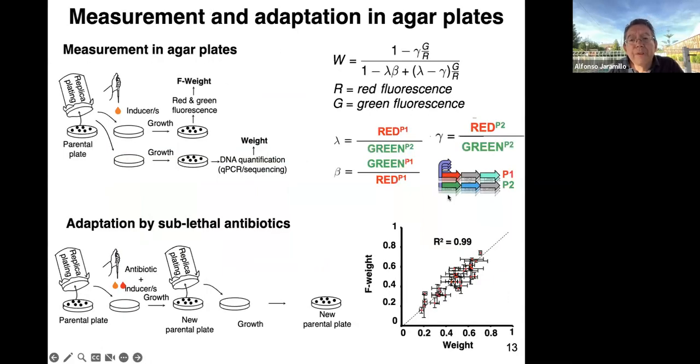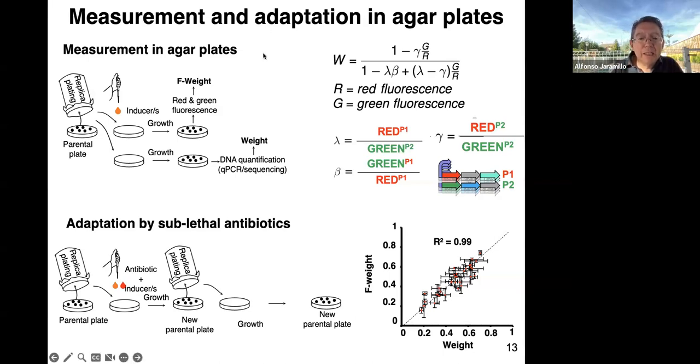Okay, so this is the function. In fact, this is the nonlinear function that I mentioned, and you can derive it easily and mathematically to convert from ratios of green and red fluorescence to the amount of P1 plasmids and P2 plasmids. So this takes into account autofluorescence, etc.